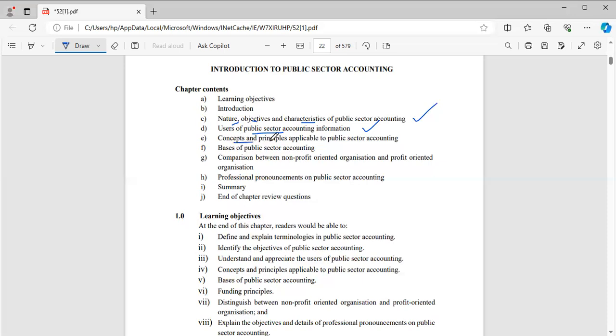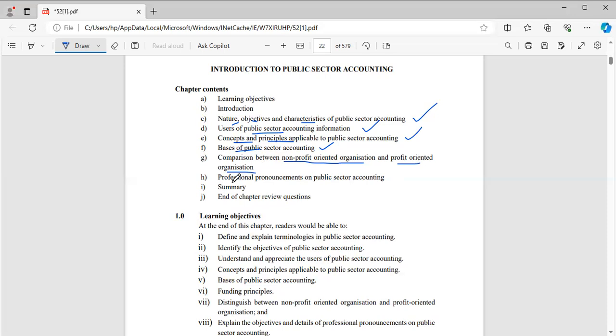Then we look at the concepts and principles applicable to public sector accounting, the basis of public sector accounting, then comparison between non-profit oriented organizations and profit oriented organizations. You will be shocked that you can get about 6 questions from this chapter 1 only in your exam. So please pay strict attention to it.